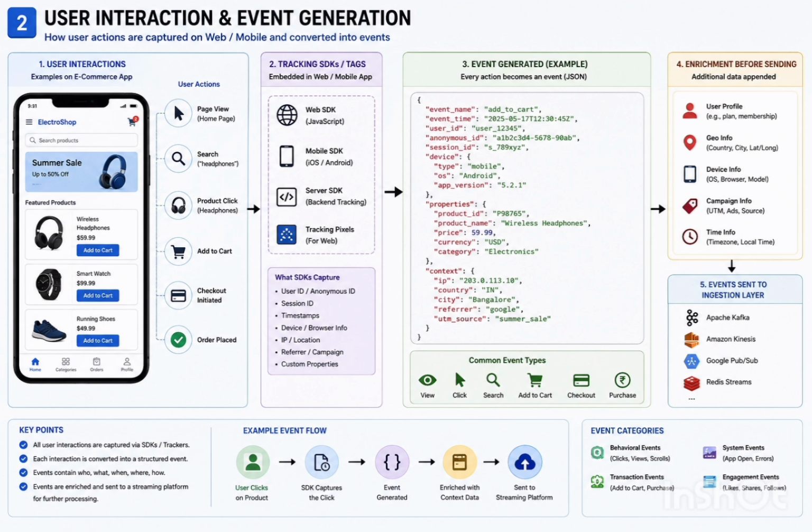But where does it go next? The answer is the ingestion layer. Platforms like Apache Kafka, Amazon Kinesis, and Google PubSub receive millions of such events every second. And from there, the journey continues to the rest of the architecture we explored in part 1.